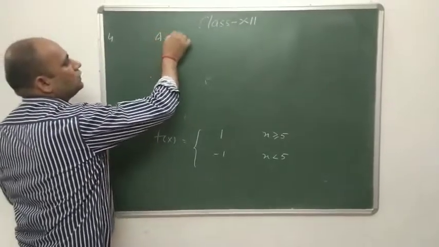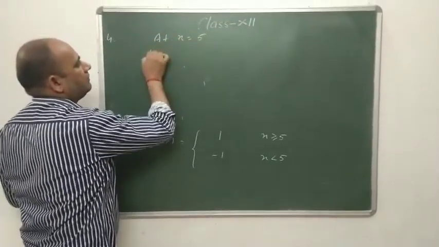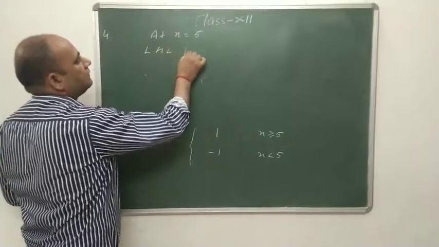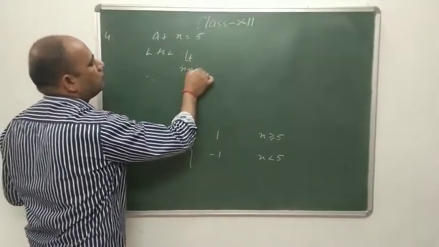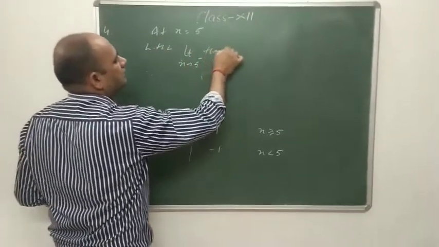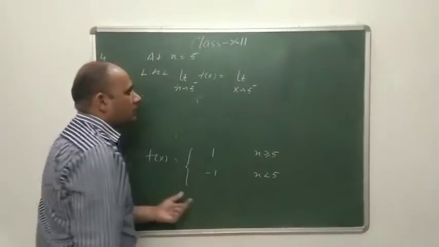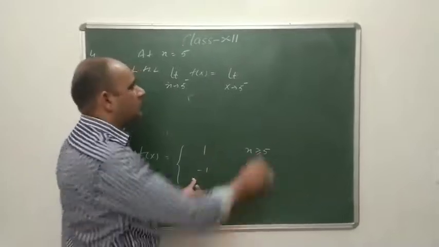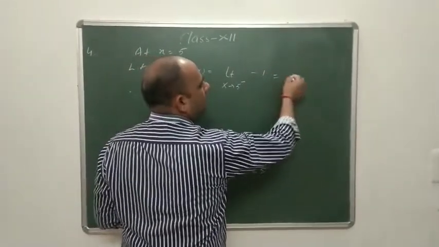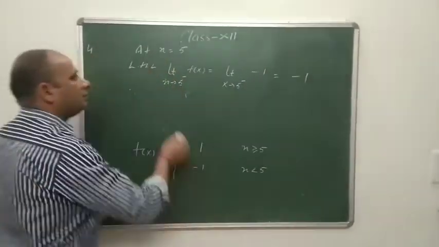At x is equal to 5, left hand limit. Limit x tends to 5 minus f(x), that is, limit x tends to 5 minus, less than 5. 5 minus is minus 1. So a constant value you can write directly, minus 1.